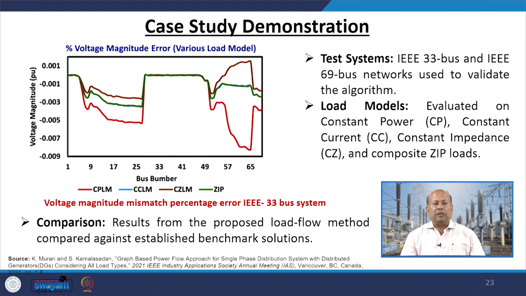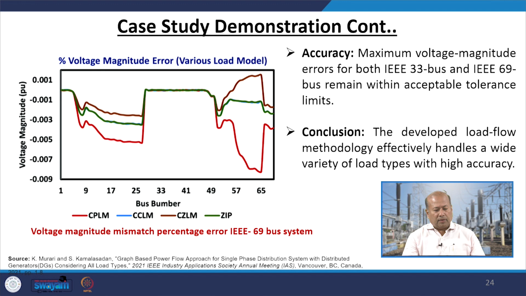Again, we repeat this application on different case studies. We have chosen two case studies, the IEEE 33 bus and IEEE 69 bus networks, to validate these algorithms. For load models, we evaluated constant power CP, constant current CC, constant impedance CZ, and composite loads. From this you can see the different bus numbers and different loads. We have plotted the voltage magnitude variation and percentage voltage magnitude error, for both IEEE 33 and 69 bus systems.